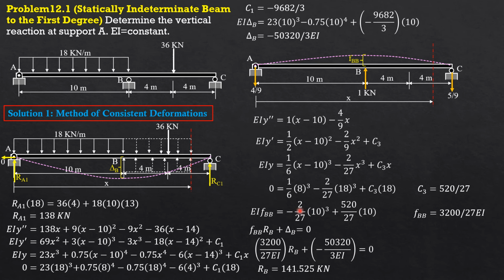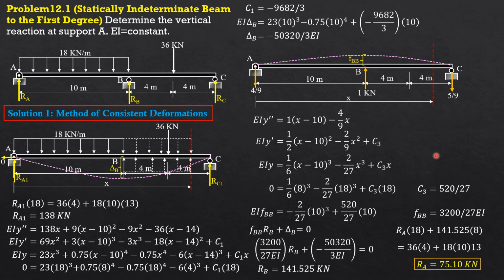141.525 kilonewtons. Then considering the entire system, summation of moments about C to solve for RA, because it is RA that is required here. So that is RA, RB, then R sub C. AX is 0, that's why the reaction at A is just RA, equal to AY. Summation of moments about C equals 0. So R sub A times 18 plus RB, 141.525, times 8 equals 36 times 4 plus 18 times 10 times 13. 5 plus 8 is 13. We can now compute RA, and RA is equal to 75.10 kilonewtons.